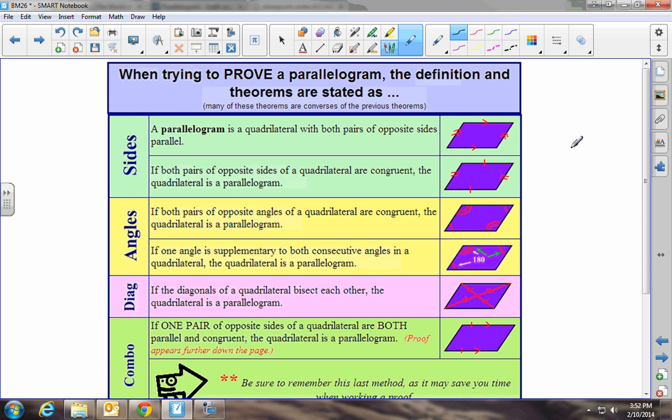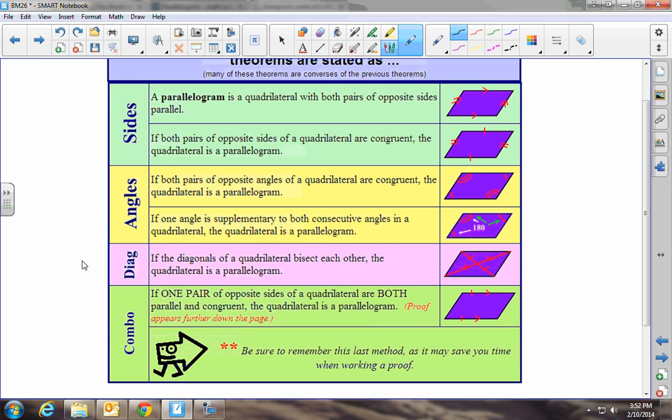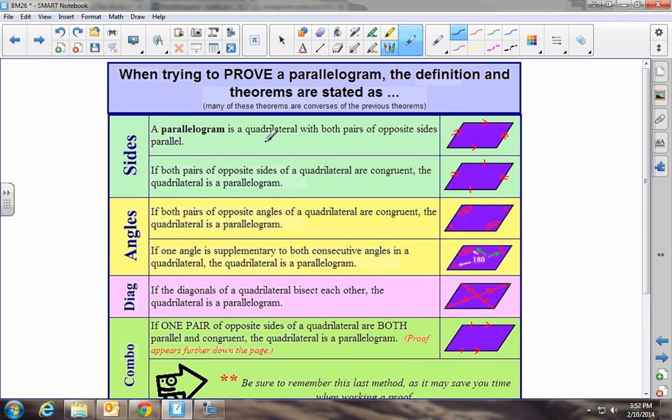Okay, this all looks similar, but this is the converse. And you guys remember from benchmark 6, converse means to just flip it. So whereas over here it says a parallelogram is a quadrilateral with both pairs of opposite sides parallel, here we would say if both pairs of opposite sides are parallel, then it's a parallelogram. Okay, so the converse is just backwards. If we're trying to prove it's a parallelogram, just use the properties.